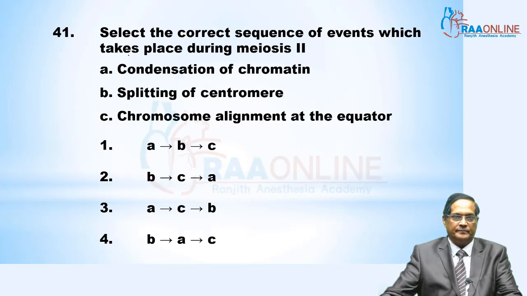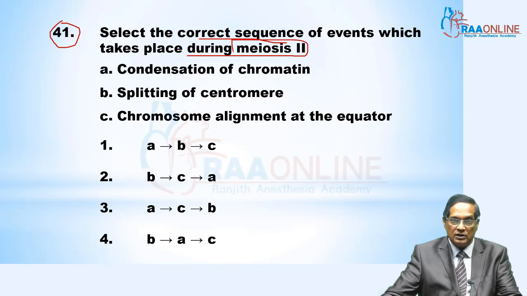41st question. Select the correct sequence of events that takes place during meiosis 2. First, condensation of chromatin, right. Splitting of centromere, right. But prior to that, first A takes place, followed by C, then B. A, C, B is the correct answer.